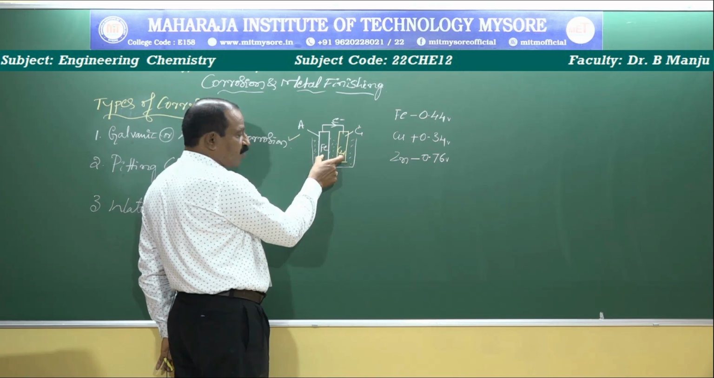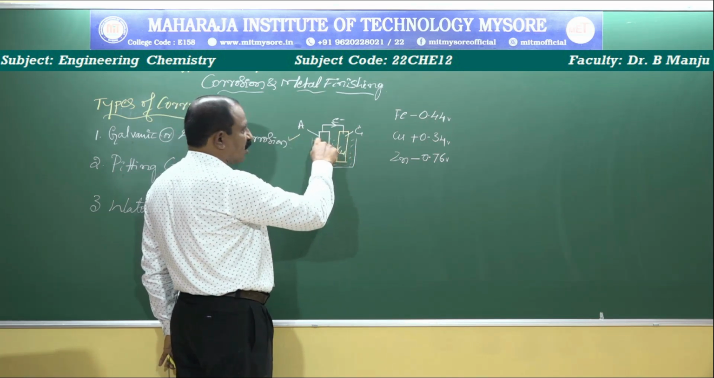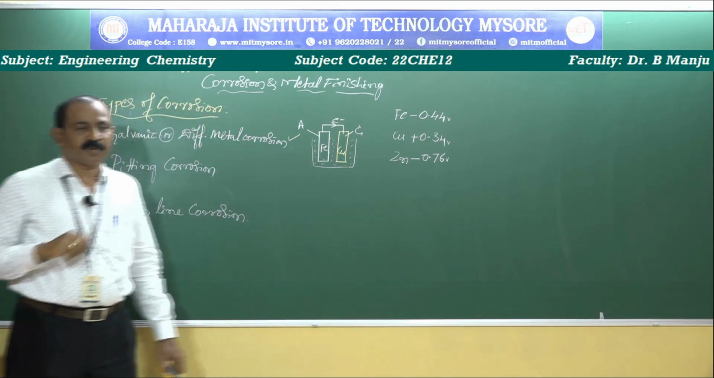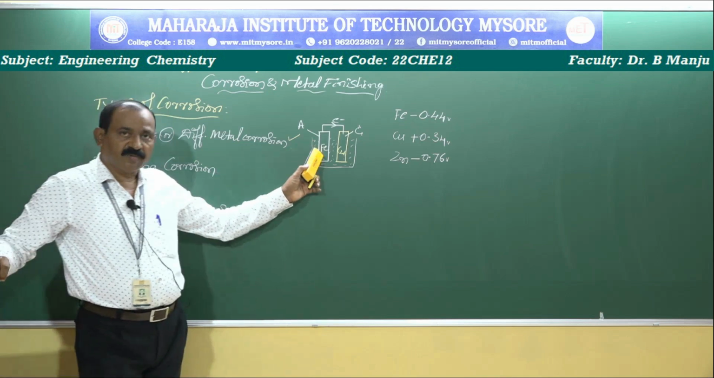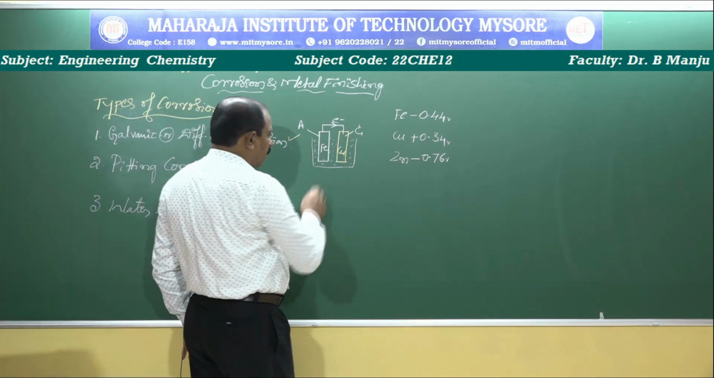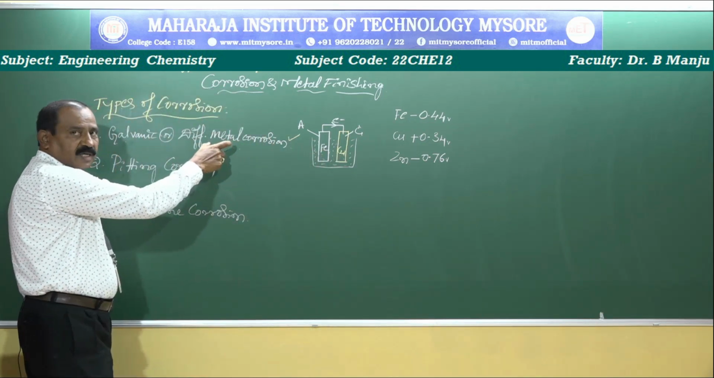Considering these two metals, iron undergoes oxidation and loses its electrons, and the electrons are transferred from anode to cathode. The cathode is free from corrosion, but corrosion always takes place at the anodic region. This is an example of the type of corrosion called galvanic or differential metal corrosion.